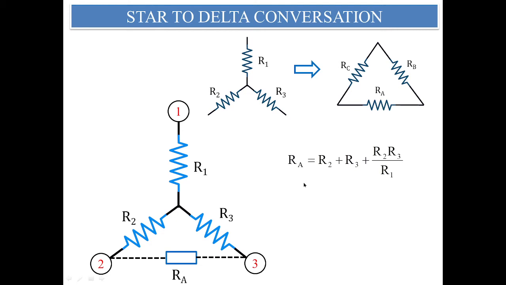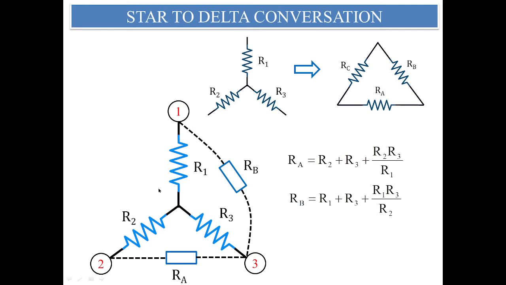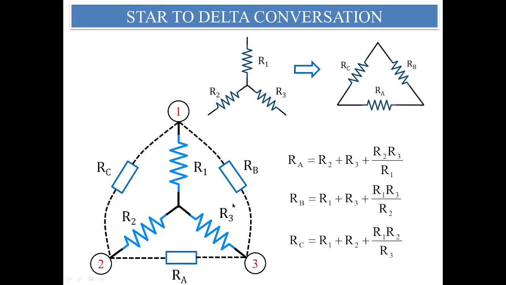Let us employ the same technique to obtain the branch resistance RB, which is connected between node 1 and 3. RB can be obtained as R1 plus R3 plus the product of R1 into R3 divided by R2. The same thing we can do for the branch resistance RC, connected between node 1 and 2. The value will be R1 plus R2 plus R1 into R2 divided by R3. So this is how we convert a given star network to a delta network. I think these steps are very easy for solving delta to star or star to delta problems.